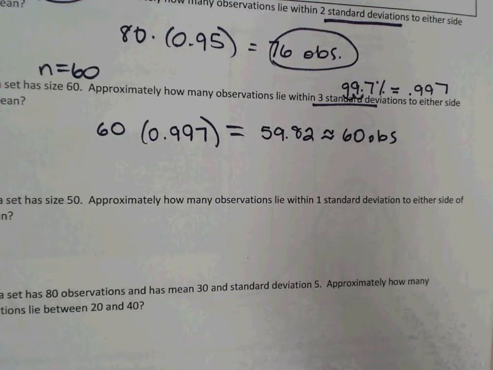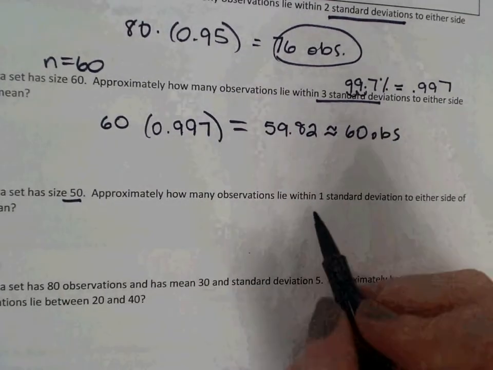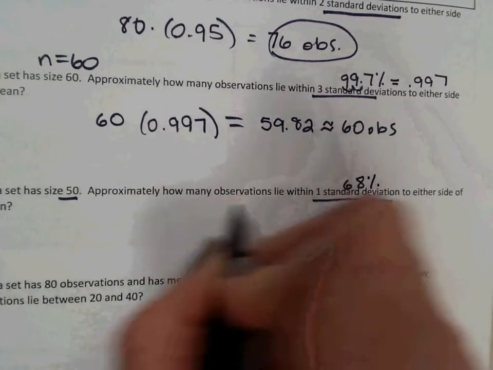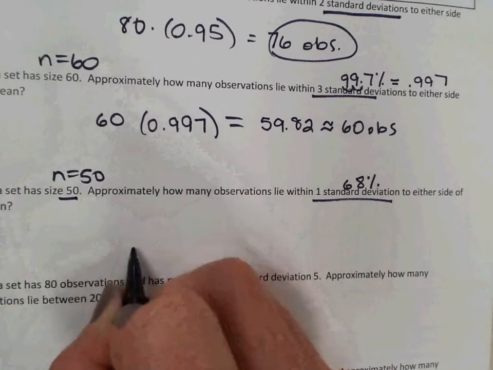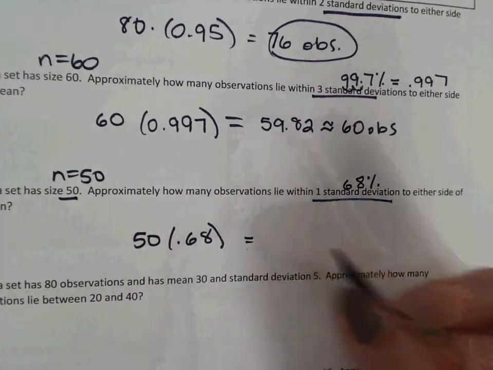Number 8, data set has size 50. Approximately how many lie within 1 standard deviation, or 68%? So we'll multiply 50 times 0.68 on this one. I'll let you calculate that.